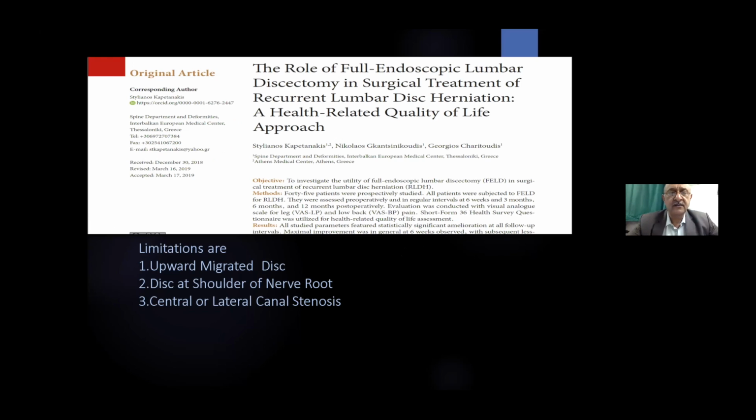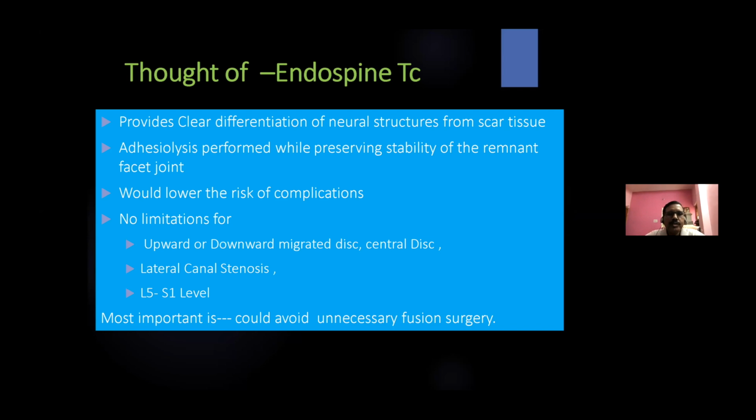Okay. So on the role of full endoscopic lumbar discectomy, another article published in 2019 also shows the limitations are the upward migrated disc at the shoulder of the nerve root, and central or lateral canal stenosis. Now coming to my technique, the endoscopic Destendo technique provides clear differentiation of the neural structure from the scar tissue. Adhesiolysis performed while preserving the stability of the remnant facet joint lowers the risk of complications, and there is no limitation from upward or downward migrated disc, central disc, lateral canal stenosis, L5S1 level, etc. Most important, it could avoid unnecessary fusion surgery.